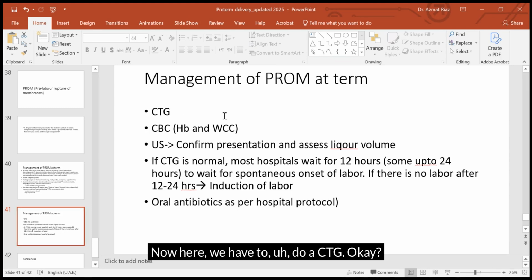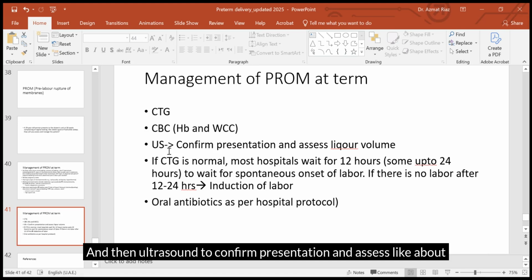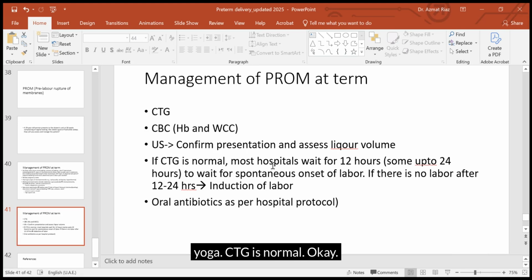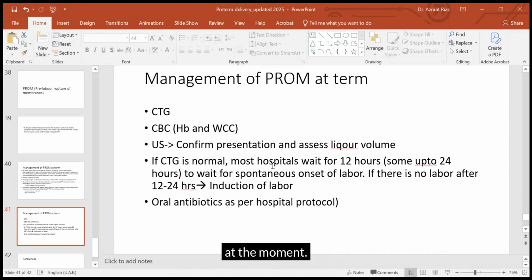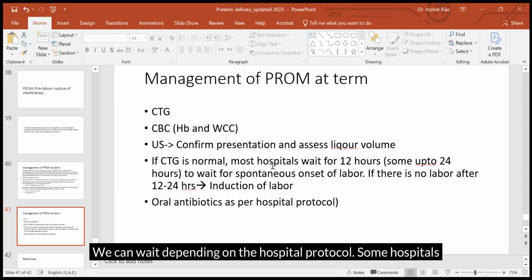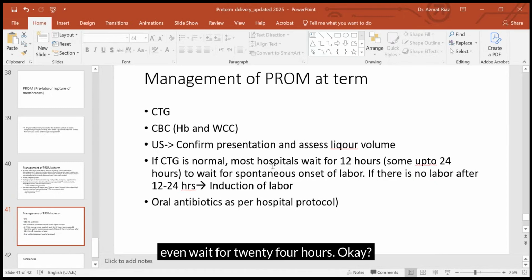Now, here we have to do a CTG. Then we will do the same things: complete blood count and CRP. Then ultrasound to confirm presentation and assess the liquor volume. If the CTG is normal, then in PROM we are not in a hurry. If she's not in labor, just make sure that she does not have infection at the moment. We can wait depending on the hospital protocol. Some hospitals even wait for 24 hours.